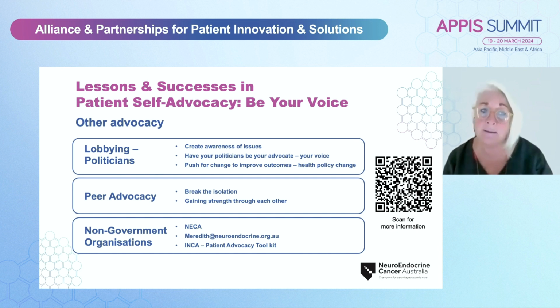There's also peer advocacy. By knowing about other patients that have got the same cancers, they break the isolation and they don't feel alone. And they gain strength through being in touch with each other and helping each other. And there's also non-government organisations such as Neuroendocrine Cancer Australia. Again, here is the QR code so that you can go to the questions to ask for consultation. And there's also INCA, the International Neuroendocrine Cancer Alliance, that has a good patient advocacy toolkit available.